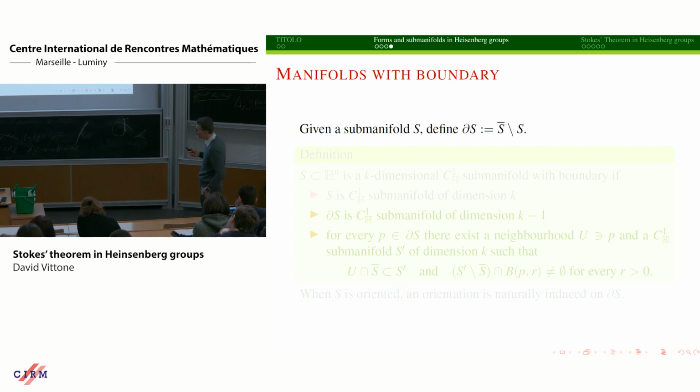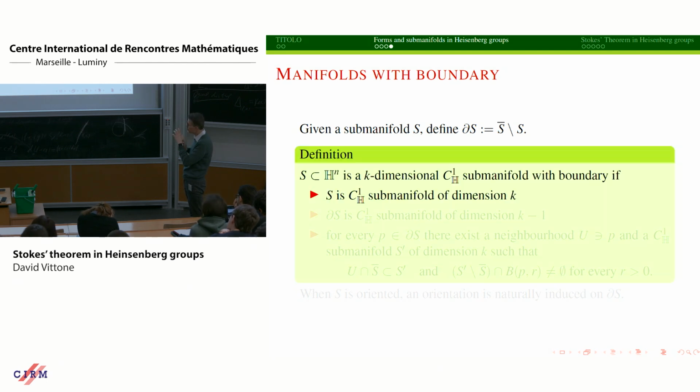Okay? So for me, a manifold will be somehow an open manifold. And my definition of boundary is the following. We take the topological closure of the submanifold, which includes the boundary, and we subtract the relative interior of S. And we call this the boundary of S. This definition works for both low dimensional and high dimensional cases.